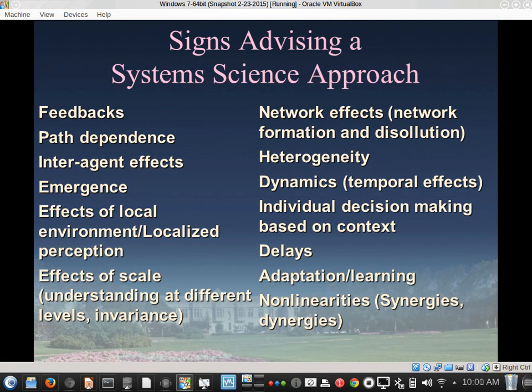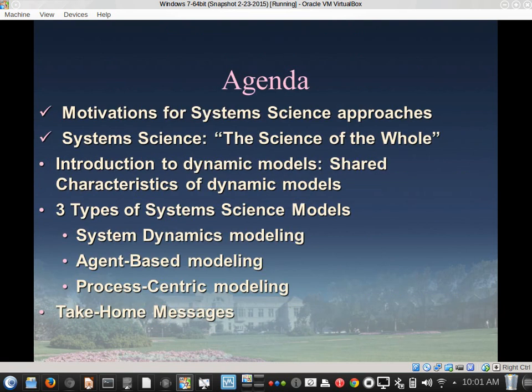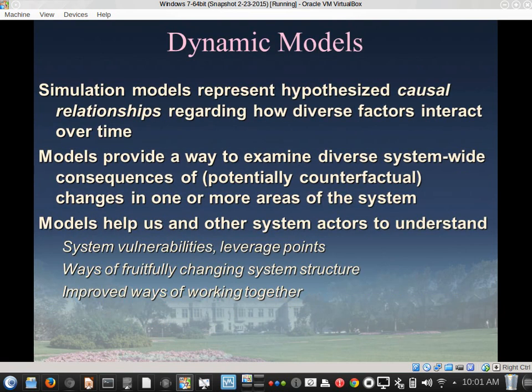I say, well, let's talk about your issue. If it doesn't show some of these features that we have up here, it may be that you don't actually need system science approaches. I'm not here to sell system science. I'm here to talk about how it can be used to deal with the issues where it seems to be most needed. And these are some of the flags that I look for here. Those are in your handouts. I don't have time to go over them more right now, but I'm happy to talk about them in person.